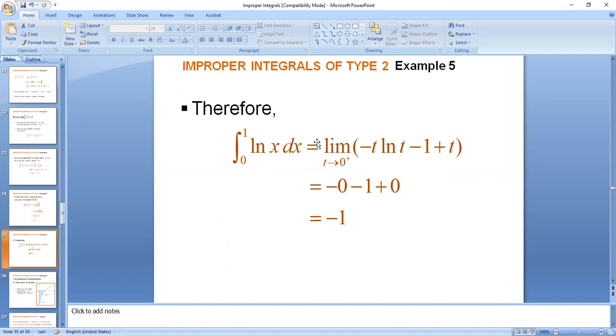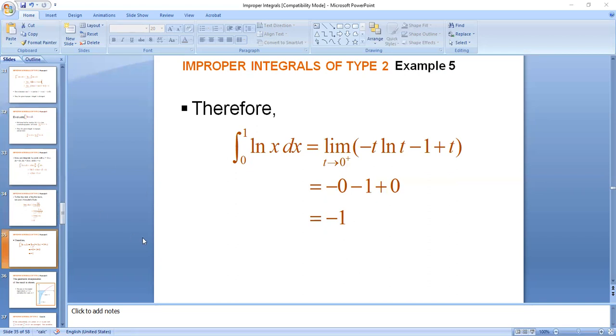So this improper integral is said to be convergent because the answer is a real number. The limit of the integral is a real number. Noted, noted. Thank you, Cassie.